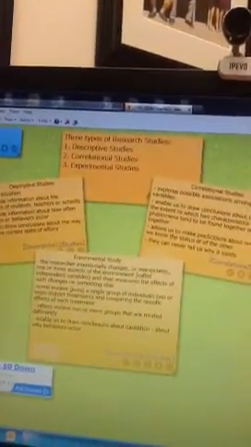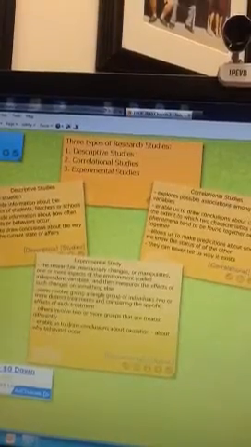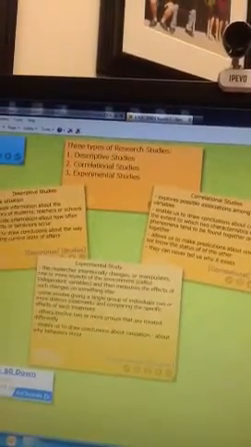3 types of research studies: descriptive studies, correlational studies, experimental studies. You're going to be getting familiar with all 3 in this journey to become a teacher.